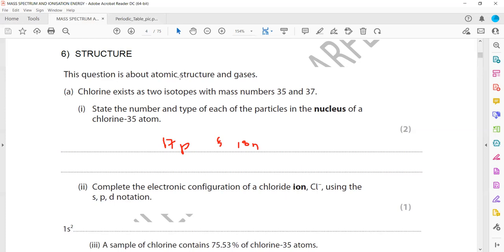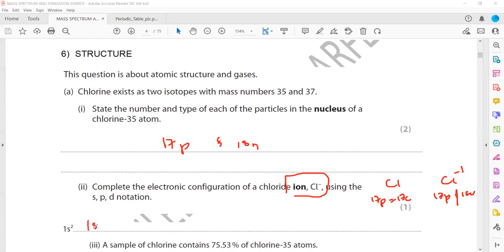Then complete the electronic configuration for a chloride ion. So a chlorine atom has 17 electrons because a chlorine atom is neutral. So 17 protons and 17 electrons. But for a chloride ion, it will have 17 protons but 18 electrons because it gains an electron. So we have to arrange 18 electrons, or write the electronic configuration for 18.